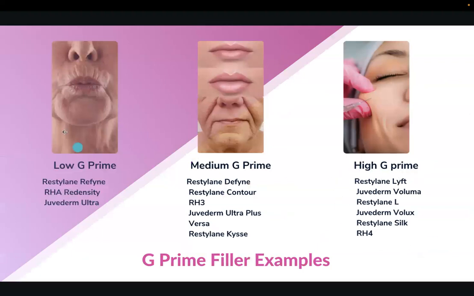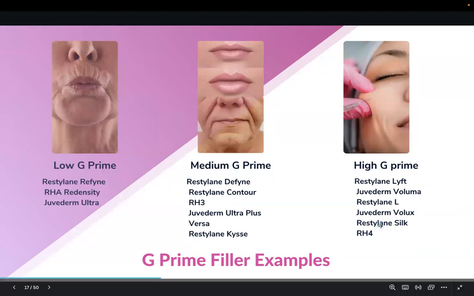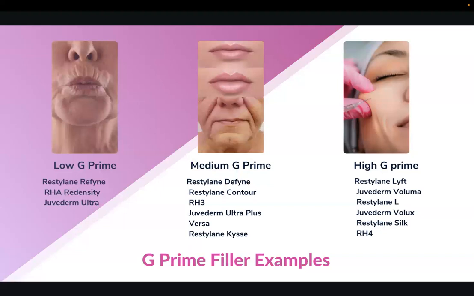So in training, we talk about some of the favorite go-to fillers for the different trainers. For my low G prime products, these are the top 3 that we like. Reminder that MFL no longer carries the Juvederm products. The medium G prime is going to be for nasolabial fold and lips. And then you have the high G prime products. These are primarily for deep nasolabial fold and cheek, with the exception of Restylane Silk. We talk about Restylane Silk a little bit in training.